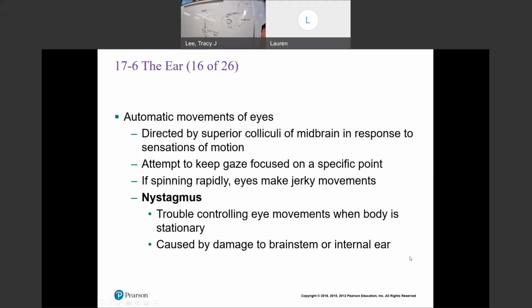It can be damage to the brainstem or internal ear. I guess this is why we had it with the ears, because it can be damage to the internal ear. But it is also caused by drinking too much, which would affect portions of our brainstem. But temporarily, right?